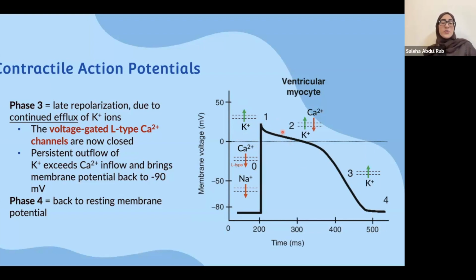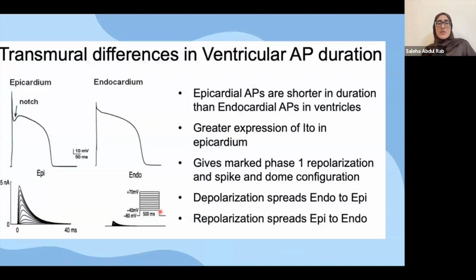Now, phase 2 was what? It was a plateau phase where potassium is leaving. At the same time, calcium is coming in, so there's a sustained depolarization. Finally, we come to phase 3 where the potassium wins and only potassium is leaving. Calcium channels are closed, and there is a repolarization all the way to phase 4, which is the resting membrane potential. Okay. So this was a slide from your doctor's presentation, transmural differences in ventricular action potential duration.